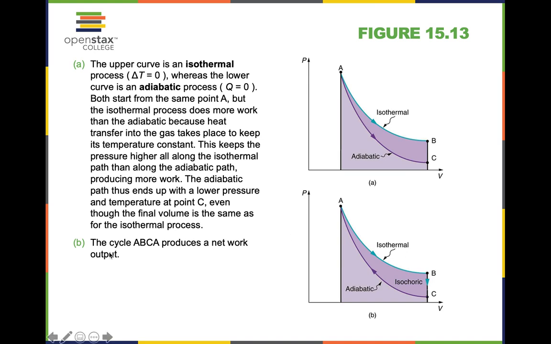So for B, the cycle ABCA produces the net work output. So we have A, B, C. This would be the net work. And if we were to do that for A and C, and let's call this point D, we would get the work done there.